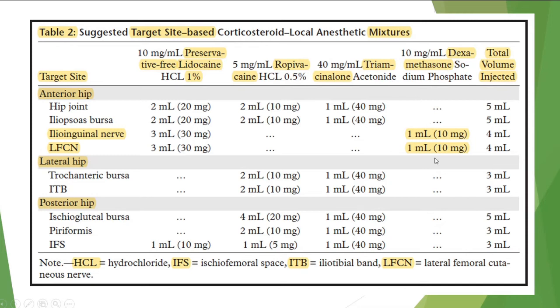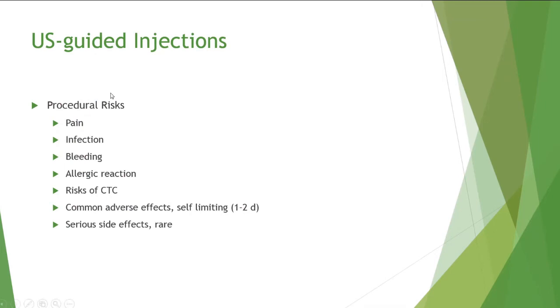Here it's very clear that the dexamethasone, we're using it for the superficial nerve blockades. Here we'll mention some pictorial examples of this later. We have the ilioinguinal nerve and also the lateral femoral cutaneous nerve. Those both should use dexamethasone to avoid the atrophy and the skin depigmentation that we mentioned before. So, some risks, just to briefly mention these last points: pain, infection, bleeding, allergic reaction, risks of the corticosteroids themselves, and some common effects that are self-limiting, and then the serious side effects that usually are rare.